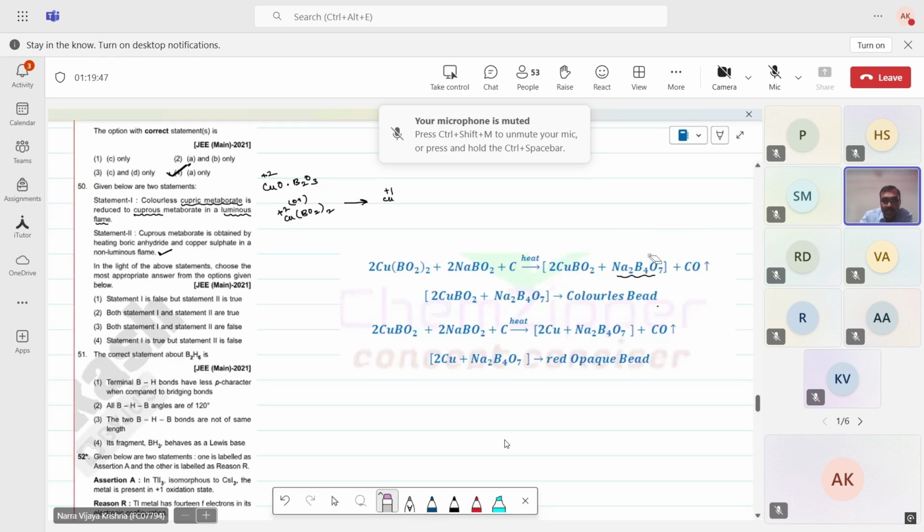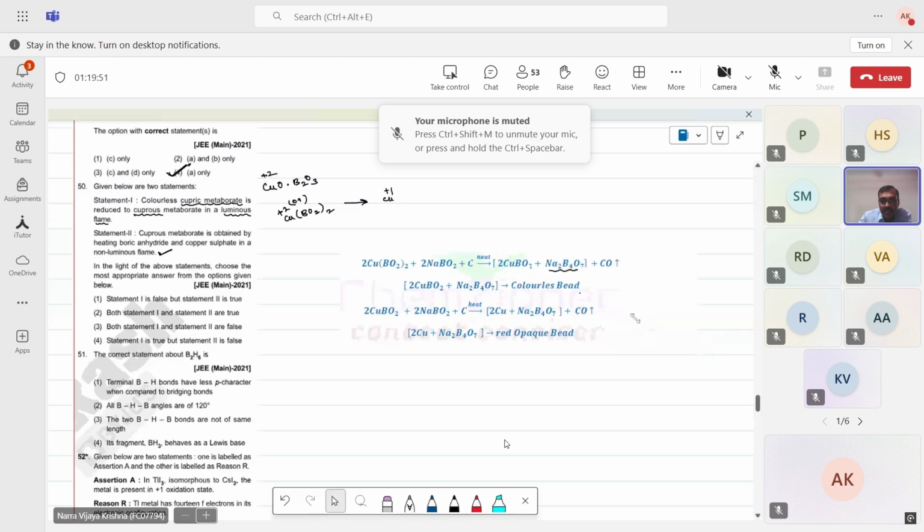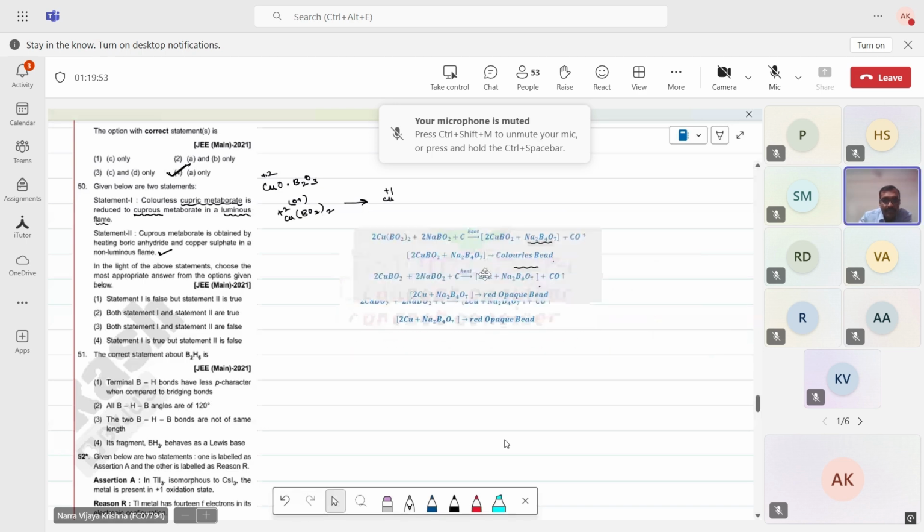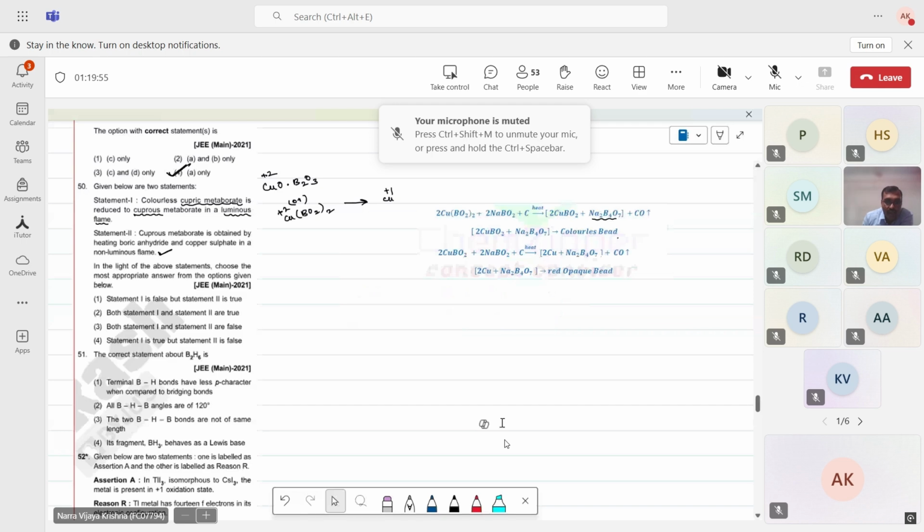Now tell me the answer for that question. Colorless cupric metaborate is reduced to cuprous metaborate in a luminous flame. It is in luminous flame, correct or not? But this word colorless is wrong, correct?